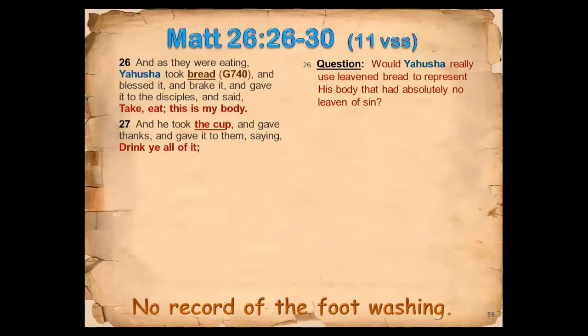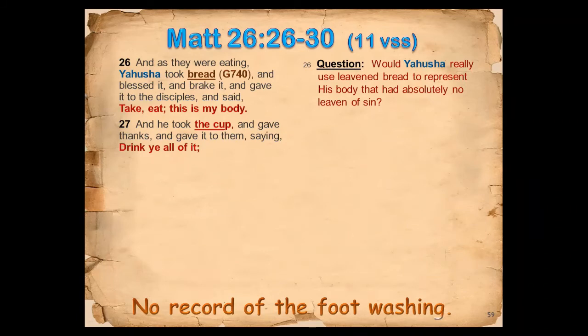As they were eating, Yahushua took artos bread, and he blessed it, and he brake it, and he gave it to the disciples. And he said, Take, eat, this is my body. And a question here for verse 26: would Yahushua really use leavened bread to represent his body that had absolutely no leaven of sin?